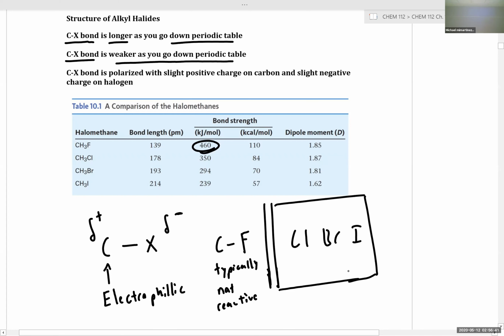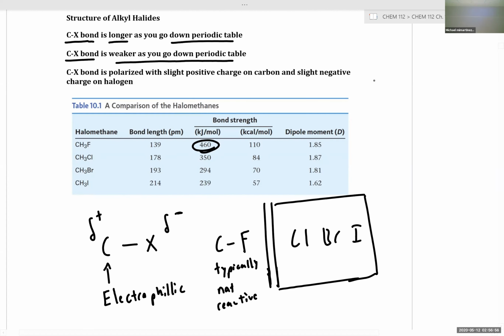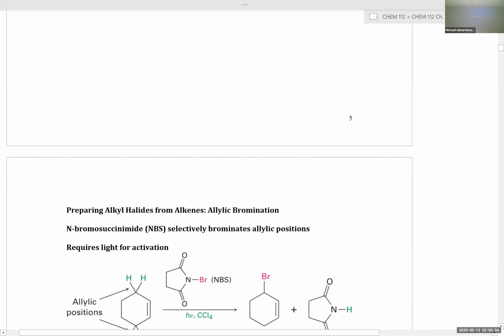There's one thing I want you to take away. Fluorine behaves differently than your other alkyl halides. Does that make sense to everyone? Can I get some responses in the chat? This is a preface for a common trick question that we'll see later on in this chapter.